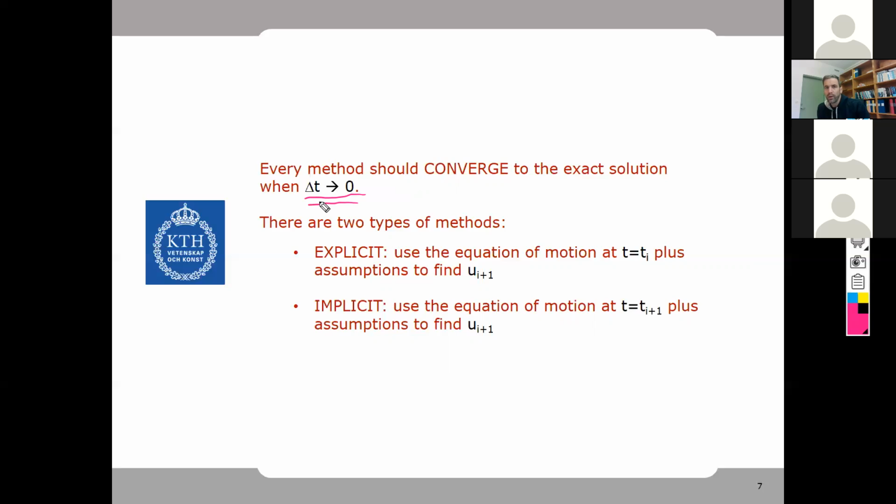All these kinds of methods can be categorized into explicit methods and implicit methods. And the difference is a little bit subtle, but it's important.